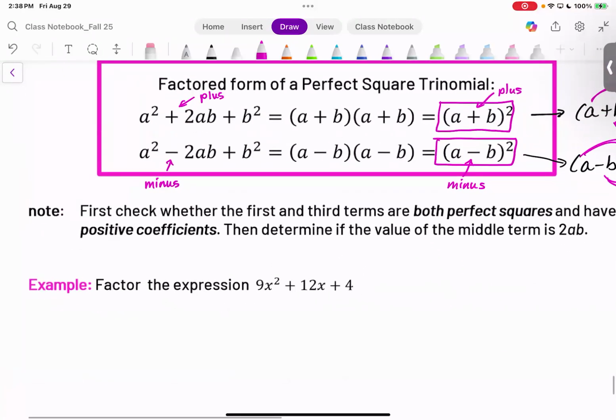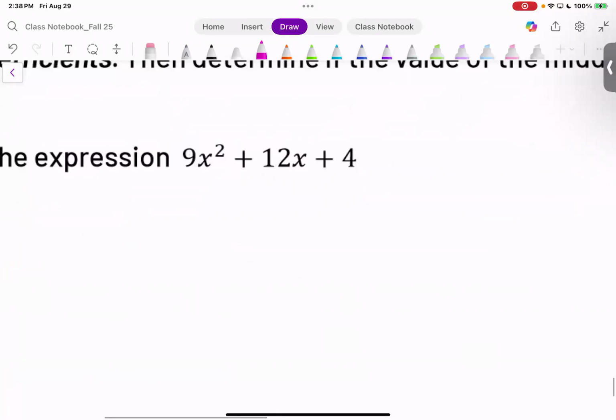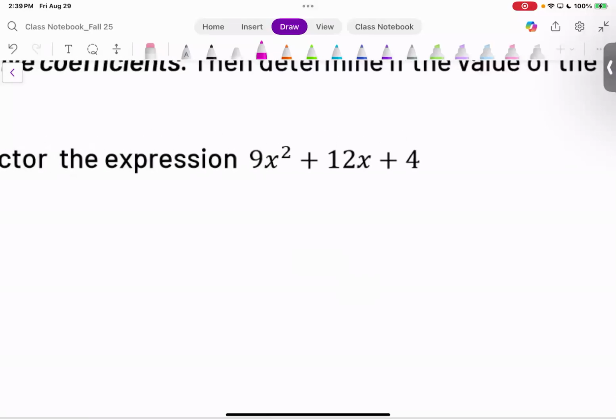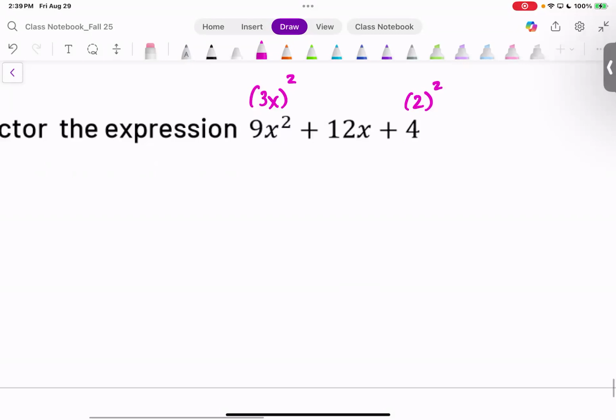All right, so the trick comes, how do you notice this? So if I have an expression like this, I have no GCF because 9, 12, and 4 don't have any factors in common among all three terms, and I don't have an X in my last term, so this can't be factored with GCF. Rather than go through trial and error or using the AC rule, which both will work for this, by the way, if I happen to notice the pattern that 9x squared can be written as 3x squared, and that 4 can be written as 2 squared, then I can just check.